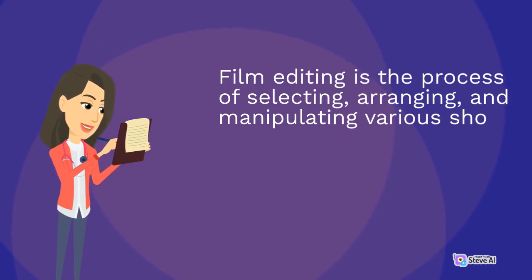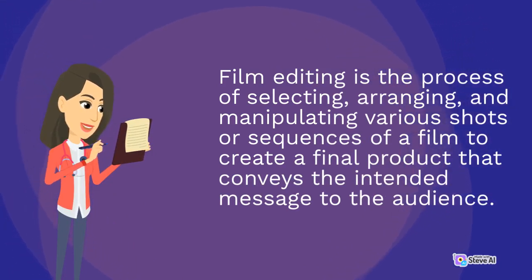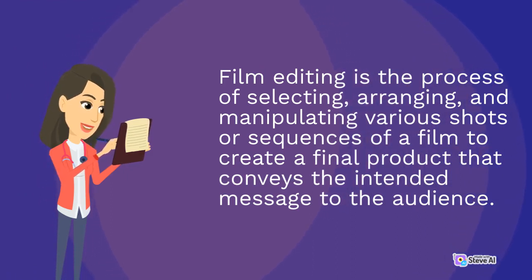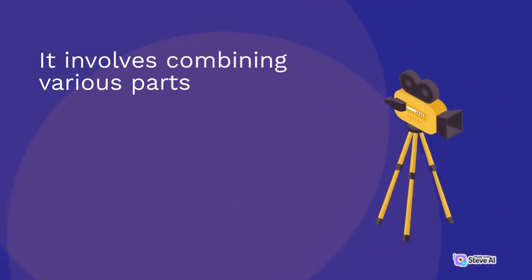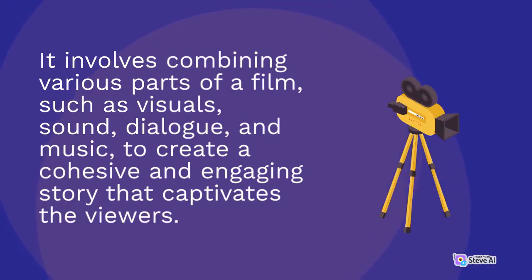Film editing is the process of selecting, arranging, and manipulating various shots or sequences of a film to create a final product that conveys the intended message to the audience. It involves combining various parts of a film, such as visuals, sound, dialogue, and music, to create a cohesive and engaging story that captivates the viewers.